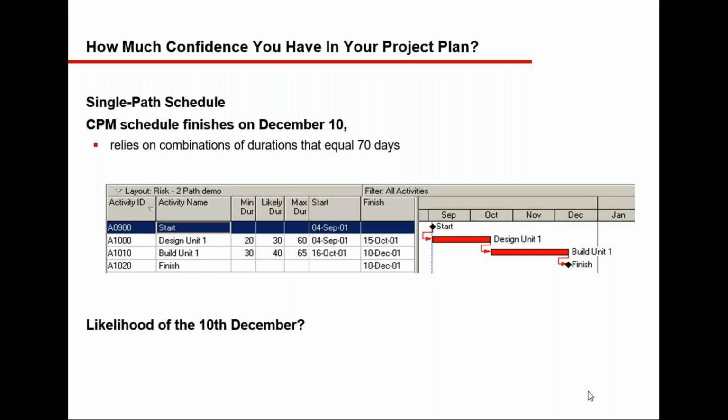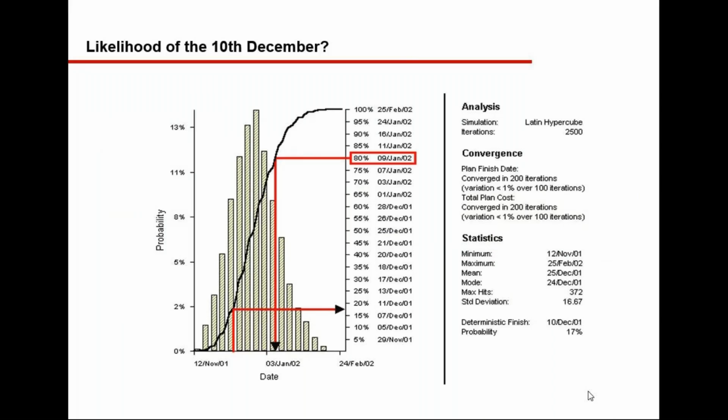Now, when we do a quantitative analysis using the PRA for the same project, let's say 10th December is the end date, we do a quantitative risk analysis on the project, and we find out that the 50% probability is 25th December 01, the 80% probability is that it will be completing on 9 Jan 02, and the 100% probability is that it will be completing on 25th February 02.